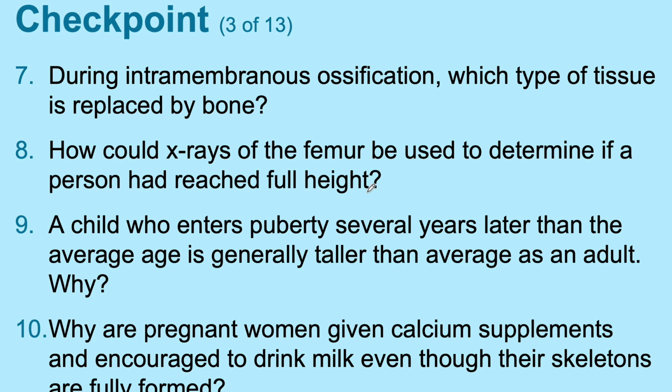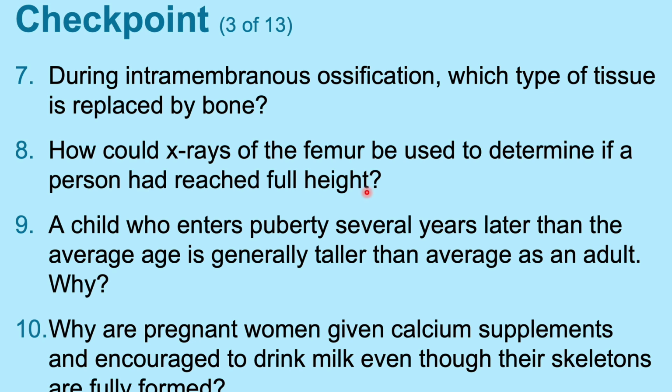First, during intramembranous ossification, which type of tissue is replaced by bone? Well, during intramembranous ossification, it is fibrous connective tissue of the deep dermis that is replaced by bone, whereas in endochondral ossification, it is hyaline cartilage. 8. How could x-rays of the femur be used to determine if a person has reached full height? An x-ray of the femur or any of the long bones would indicate whether epiphyseal cartilage, which separates the epiphysis from the diaphysis, is still present. If present, then growth is still occurring. If absent, the bone has reached its full length.